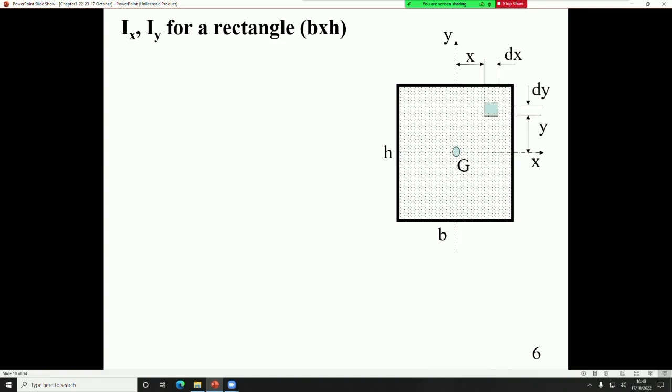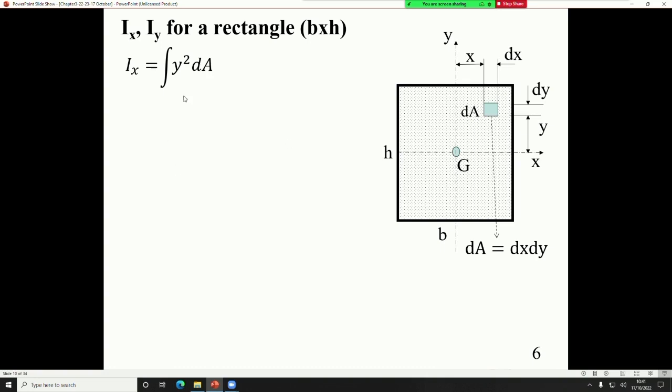So again, we start with a small element with the dimensions of dx and dy. Say the coordinates of that element are x and y. So that's the definition of the second moment of area: Ix is equal to the integral of y squared dA for a small element. And if I integrate it over the section, it gives me the value for the whole section. Now this is a rectangular section, so we can easily find this integral directly. We don't need to do it numerically.